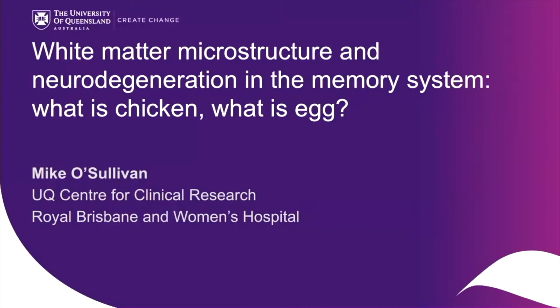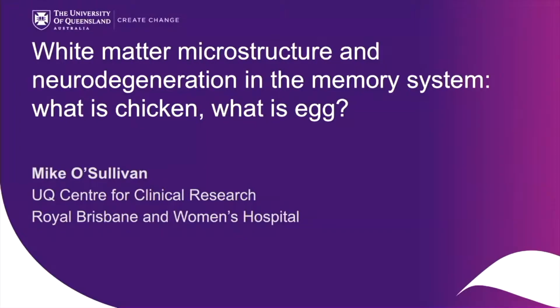His main interest is in brain networks that support cognition and injury to these networks, with a big interest in memory and models of memory. The aim of his research is to understand impairment after injury and mechanisms of resilience and restoration of function. And today he's going to talk to us about white matter microstructure and neurodegeneration in the memory system. Chicken or egg? Tell us.